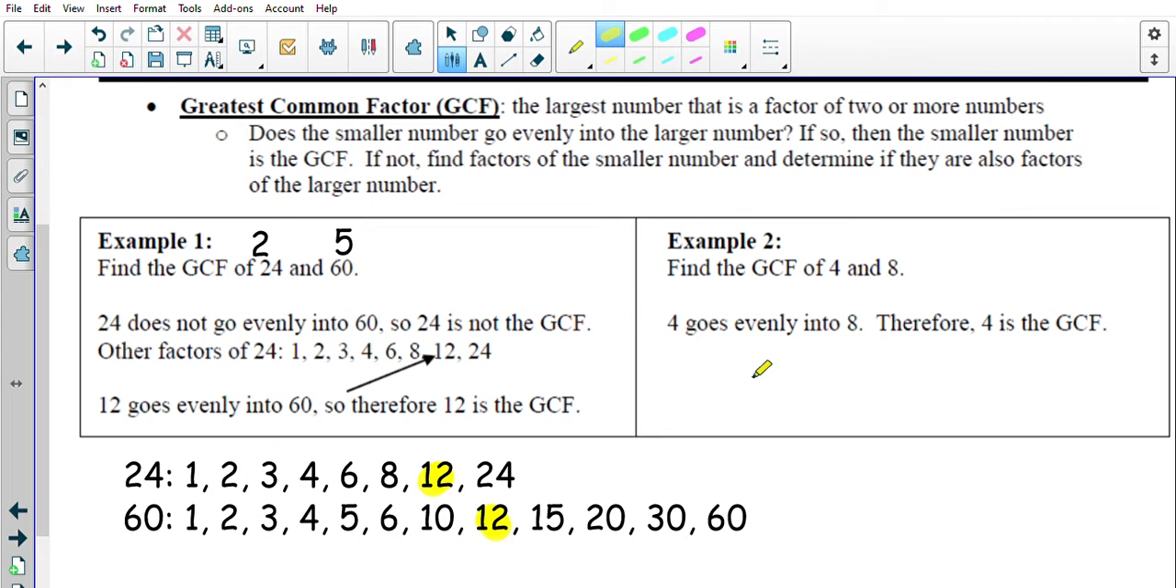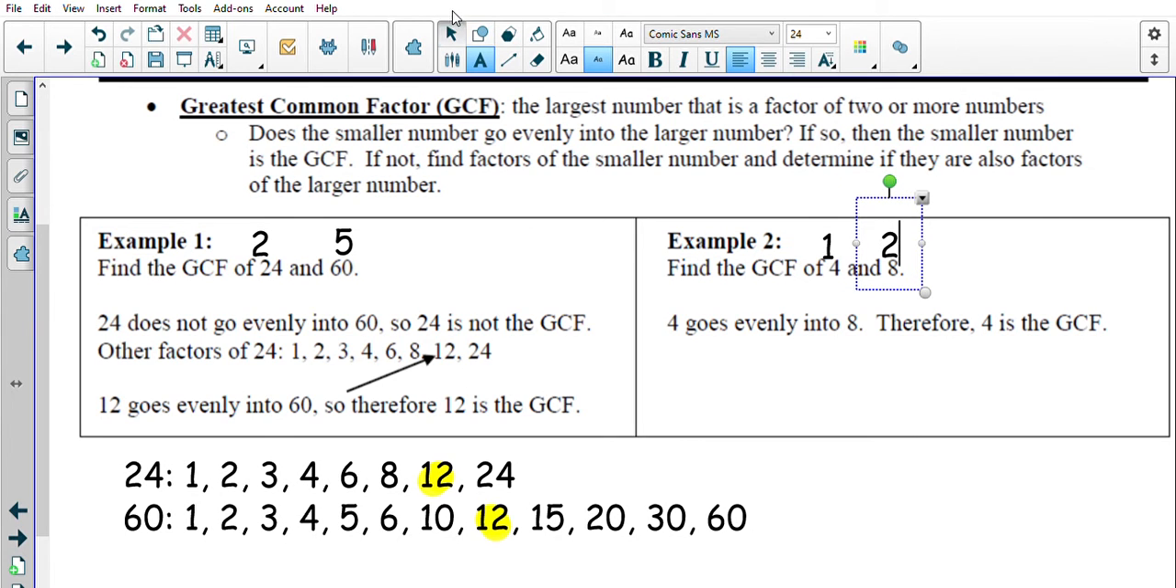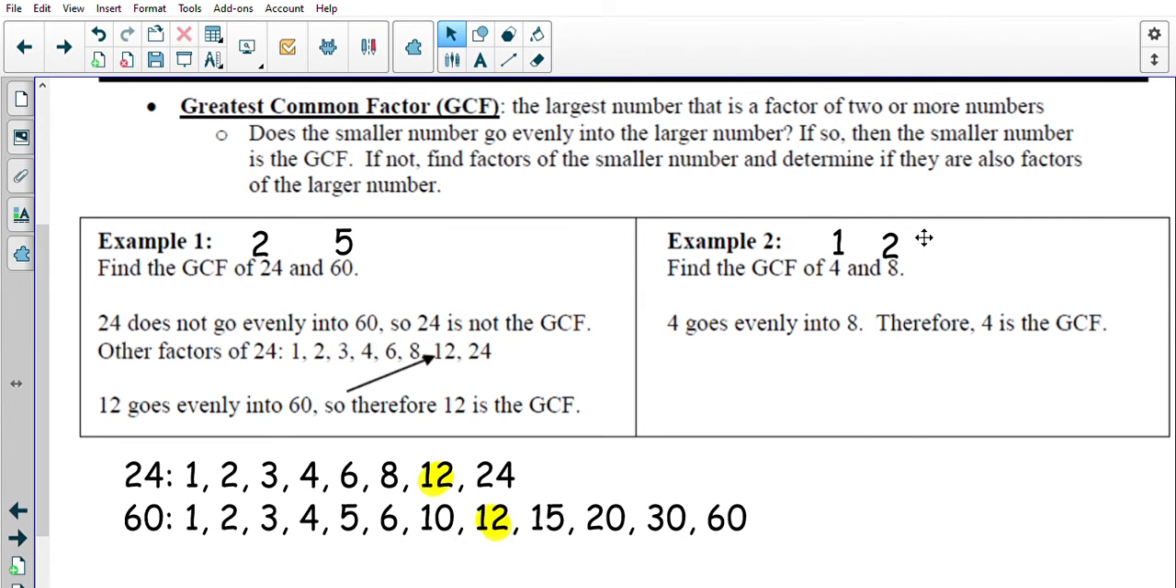This one asks us to find the greatest common factor, or GCF, of 4 and 8. Since 4 goes into 8 evenly, I know that 4, my smaller number, is my greatest common factor. Again, I can double check this by taking 4 divided by 4 to get 1, 8 divided by 4 to get 2, and knowing that there's nothing that I can divide both 1 and 2 by, besides 1, of course, I know that 4 is my greatest common factor.